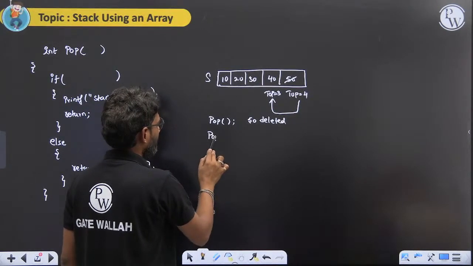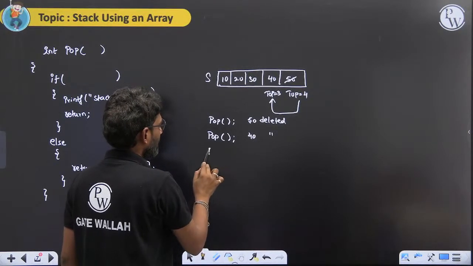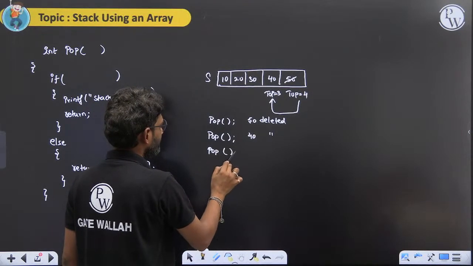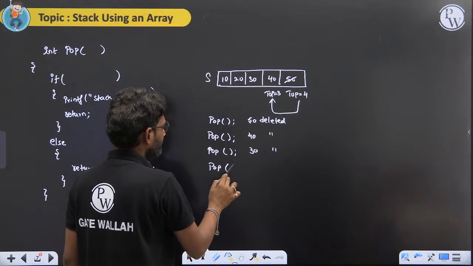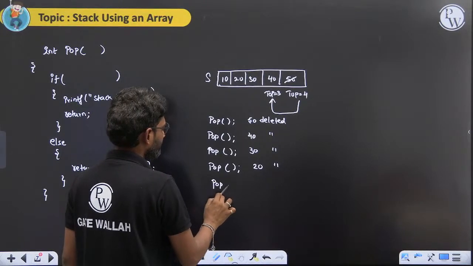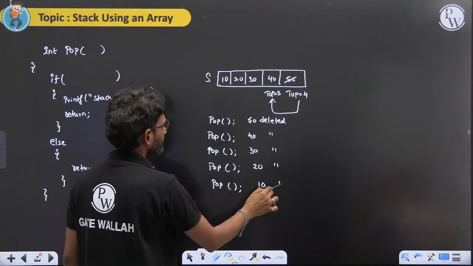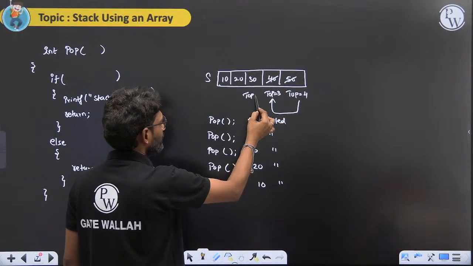Again I pop. 40 got deleted. Again I pop. 30 got deleted, again pop, 20, again you pop, 10. So 40 got deleted, top reaches 2.